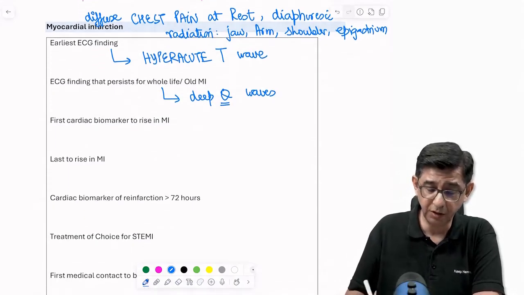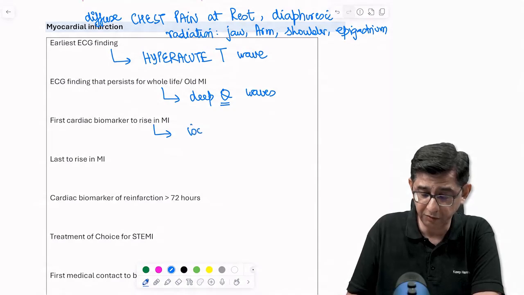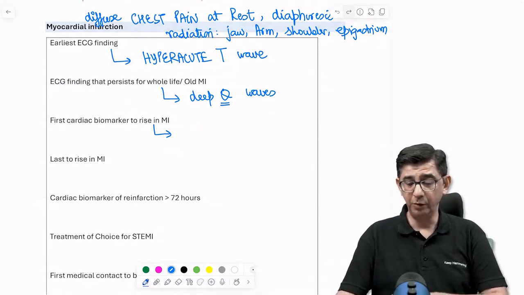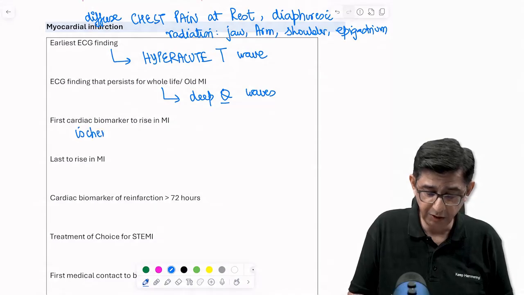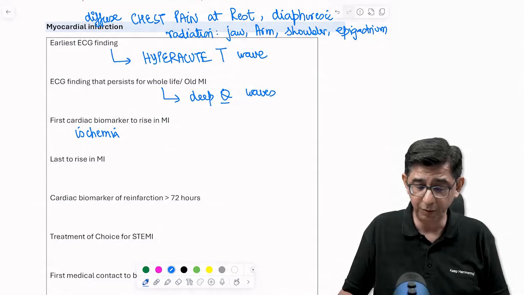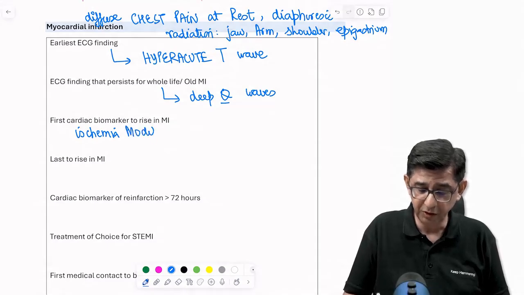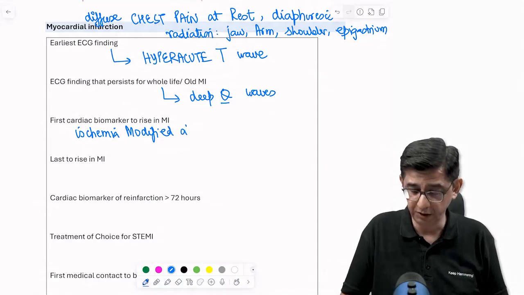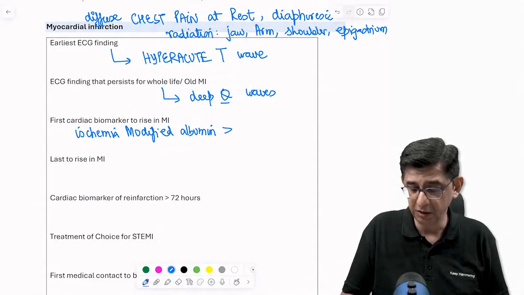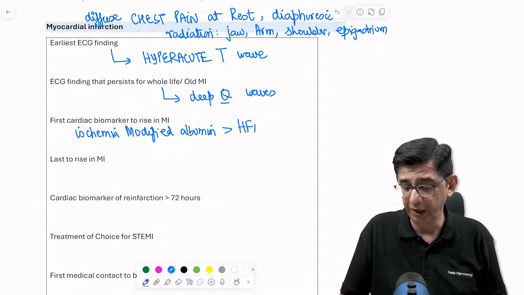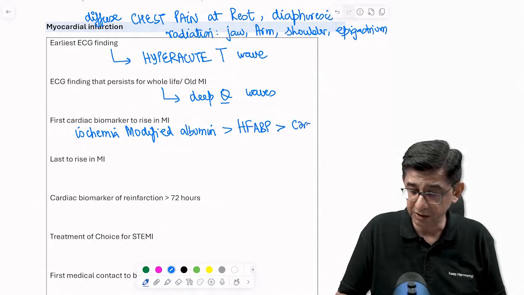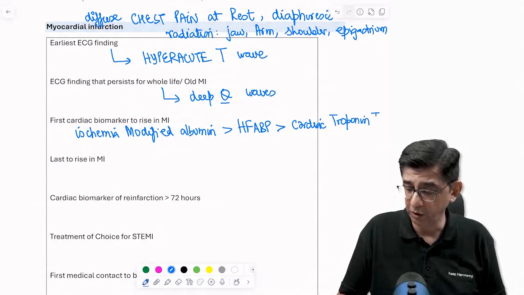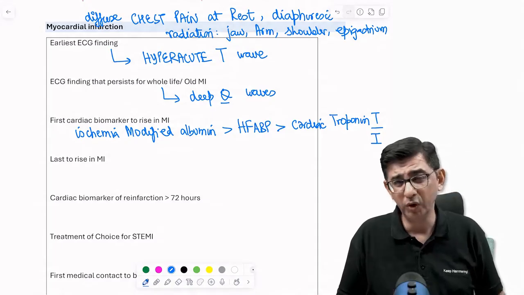If he says what is the first cardiac biomarker to rise in myocardial infarction, then obviously troponin I is the best one. But if he says what is first to rise, then your answer would be IMA, ischemia modified albumin. This usually rises within the very first hour of onset of myocardial infarction. If this is not in the options, then the second answer should be heart fatty acid binding protein. If that is not given, then the next answer should be the standard biomarkers that we do, that is high sensitivity cardiac troponin T or troponin I. And don't answer CPKMB.